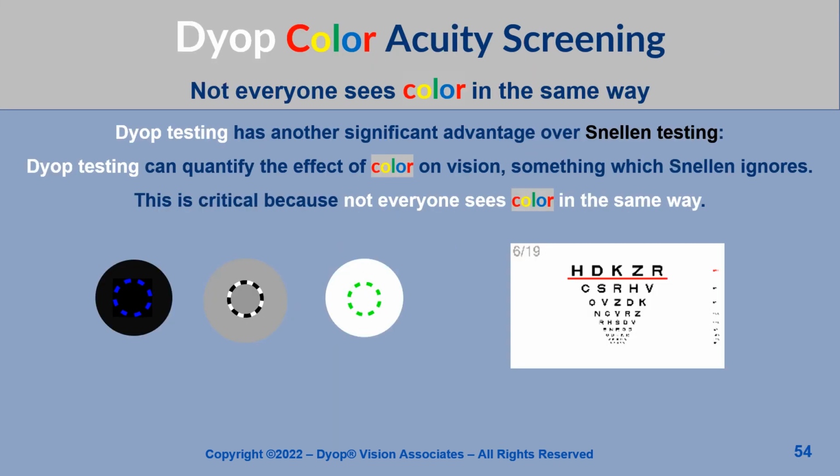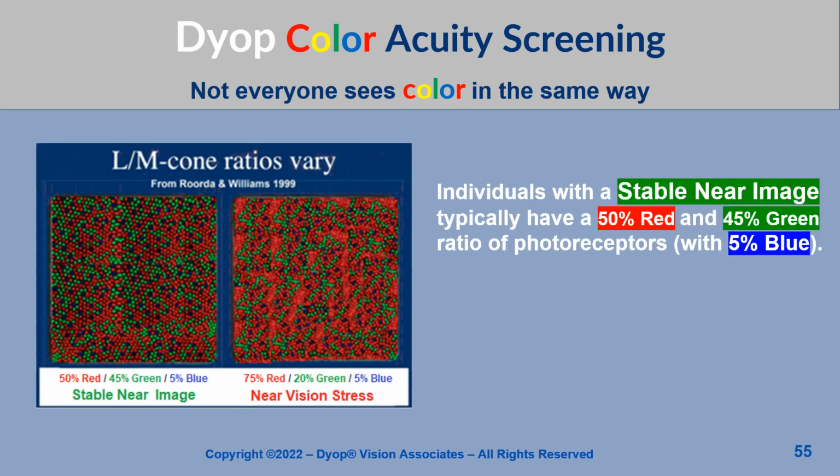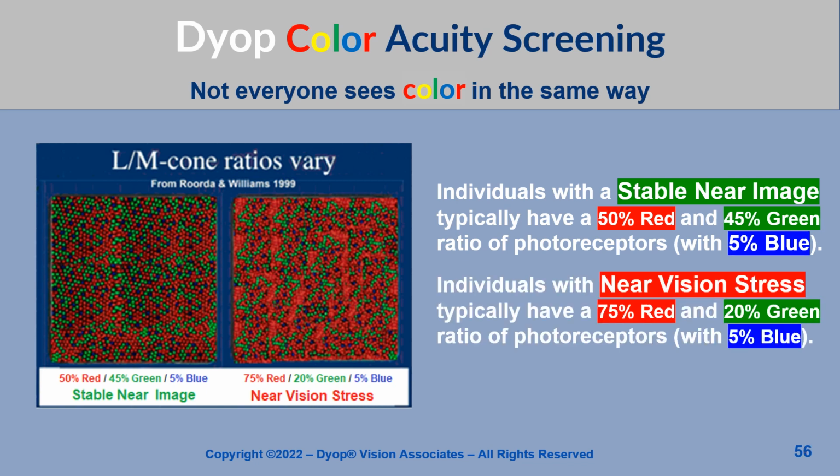Dyop testing has another significant advantage over Snellen testing. Dyop testing can quantify the effect of color on vision, something which Snellen ignores. This is critical because not everyone sees color in the same way. Individuals with a stable near image typically have a 50% red and 45% green ratio of photoreceptors. Individuals with near vision stress typically have a 75% red and 20% green ratio of photoreceptors.